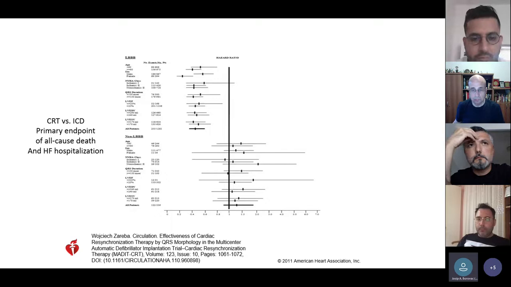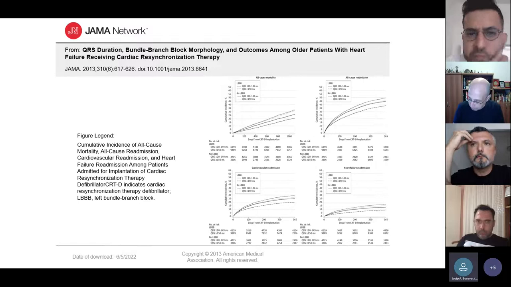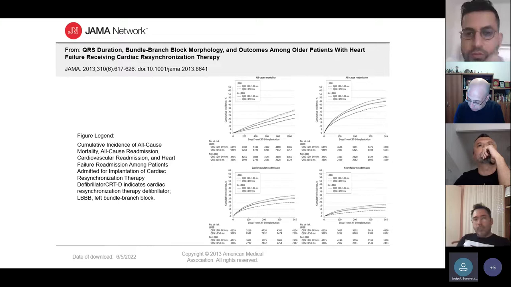This is also a table that shows what I was just saying a moment ago. This was an analysis from JAMA from 2013, showing the benefit in all-cause mortality, all-cause readmissions, cardiovascular readmissions, and heart failure readmissions if you have left bundle branch morphology, and of course a longer QRS duration having the best benefit in reduction of these events, as you can see on these curves for all four clinical endpoints, which I think is very important.